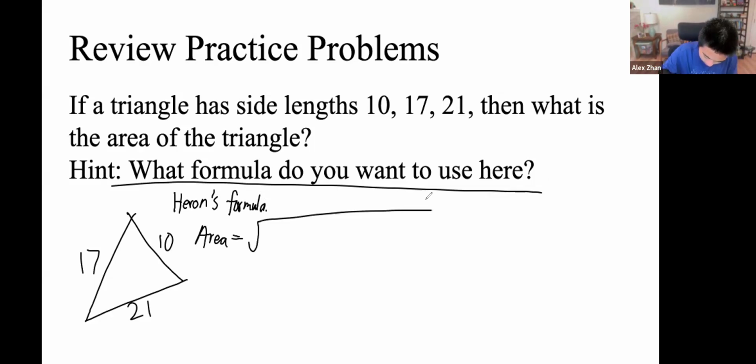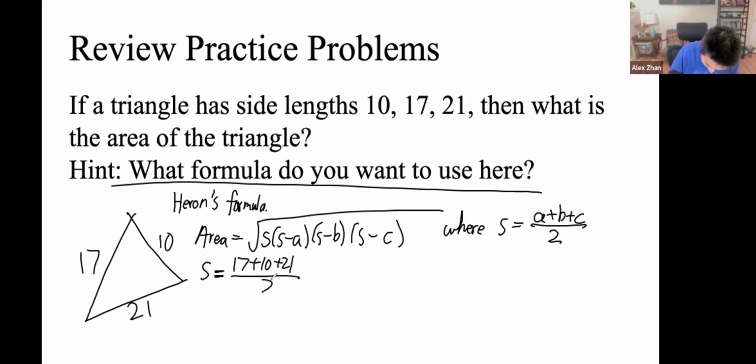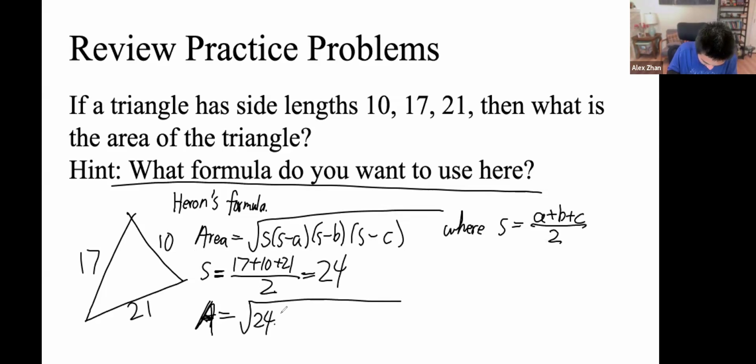The area is equal to the square root of S times S minus A, S minus B, S minus C, where S is equal to A plus B plus C over 2. So over here, S equals 17 plus 10 plus 21 over 2, which is 48 over 2, that'd be 24. So that's the area A. I'll just represent area with an uppercase A here. 24, 3, 14, 7.